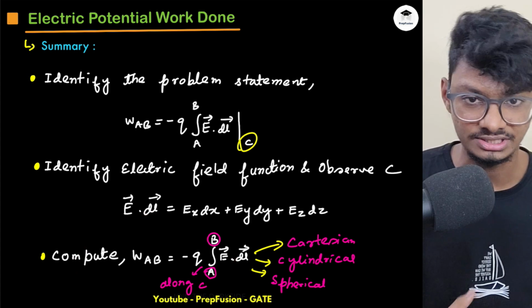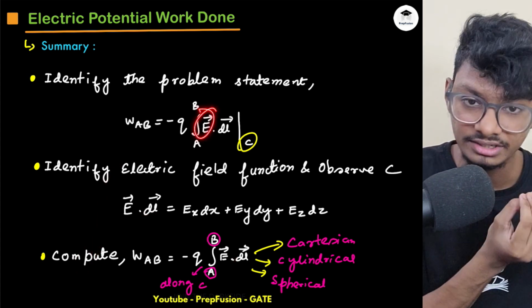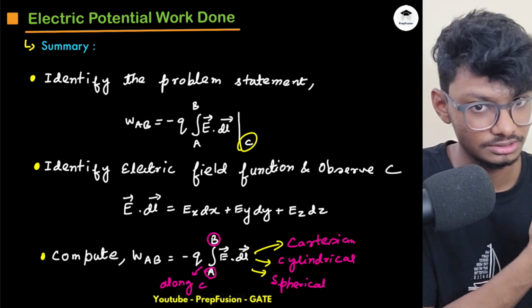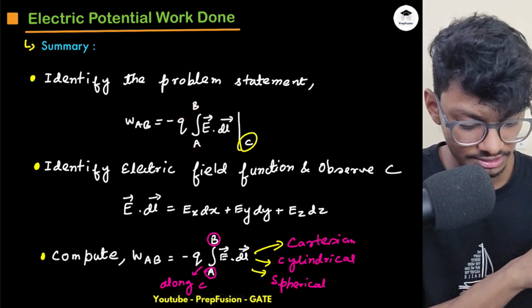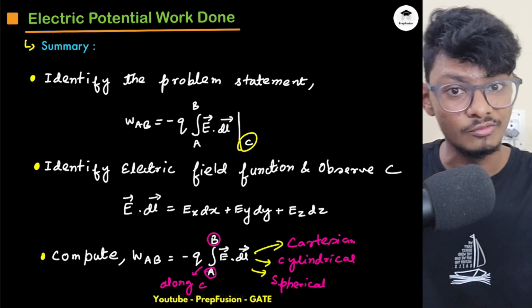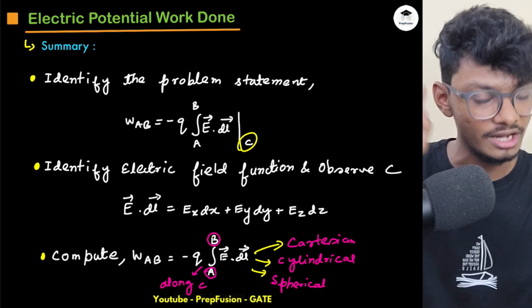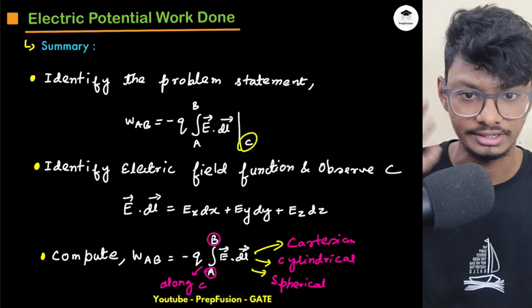This is just a step by step process, and this we already know how to compute. You just have to identify E vector and dl and identify the path. And if the E vector is conservative, then the thing is that it doesn't depend on the path. It is independent of the path. If you're not able to understand what I'm speaking, then you have definitely not learned vector algebra from me. You have to learn vector calculus from me.